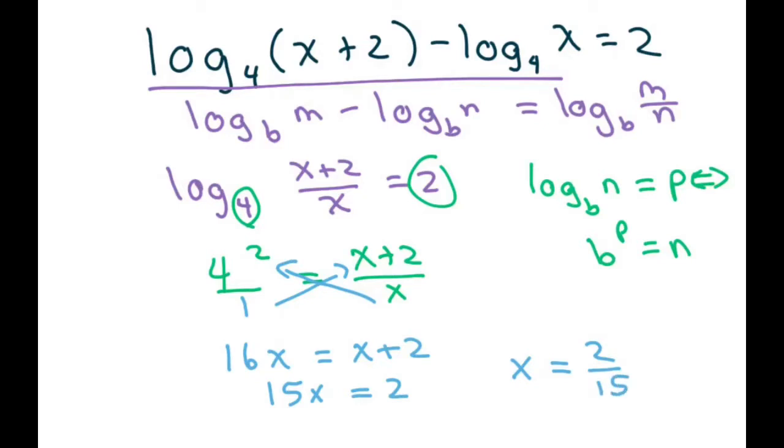Now let's check that they work. And you don't actually have to get the exact value here. All you have to do is plug it in. So when I plug this in, I know that's going to be positive. When I plug 2 over 15 in here, I know that's positive. So I know that's my solution set for that.